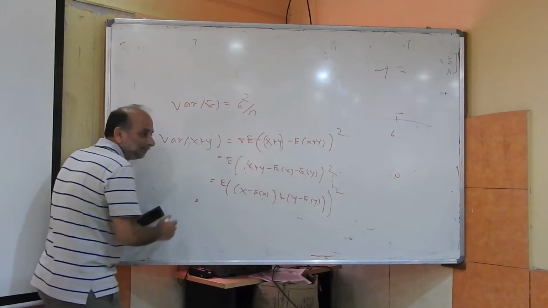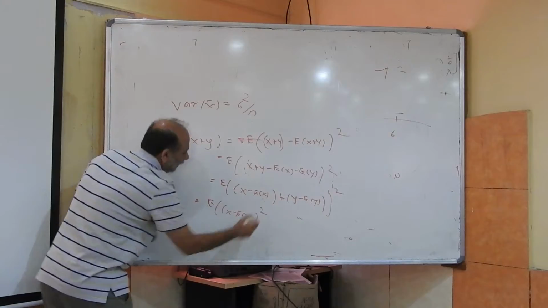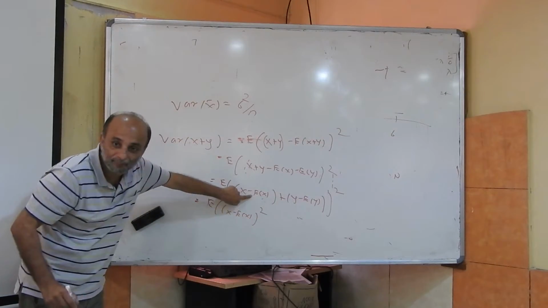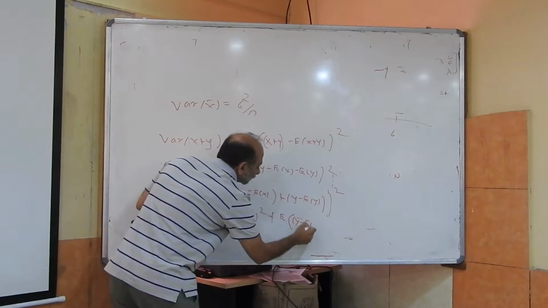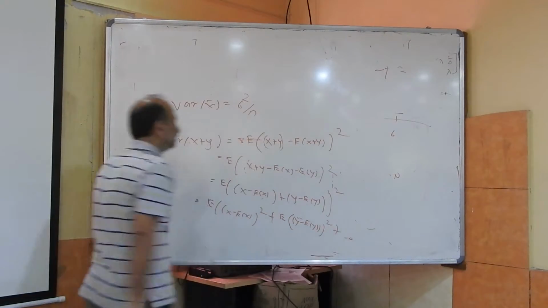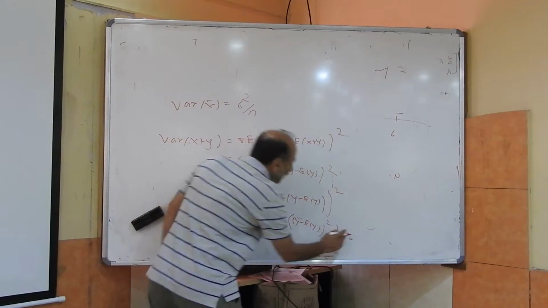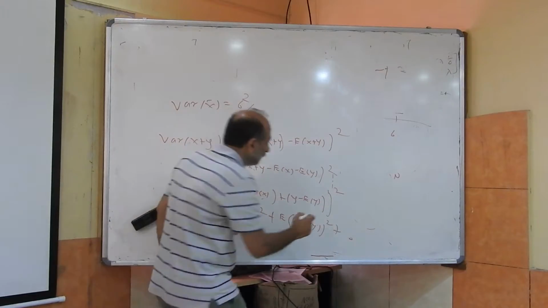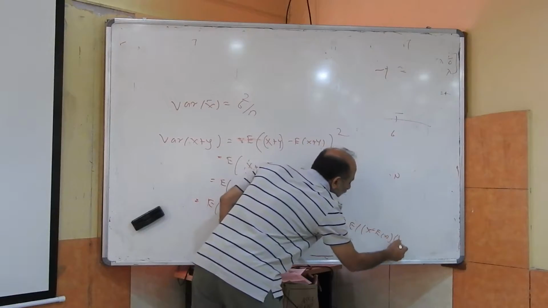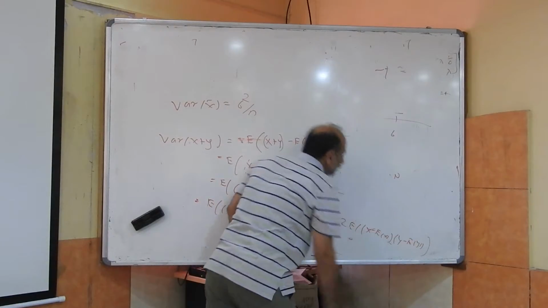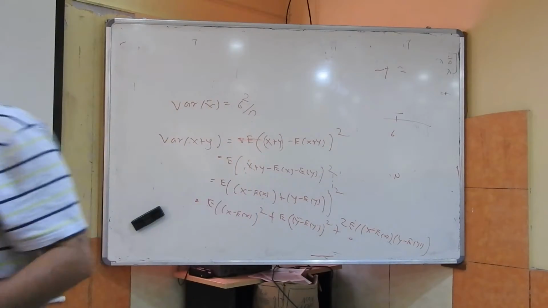So using that formula, this is expectation of (x minus expectation x) square plus expectation of (y minus expectation y) square, plus 2ab, that is, plus 2 times expectation of (x minus expectation x)(y minus expectation y).